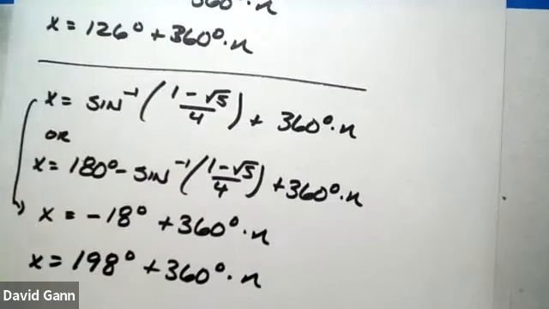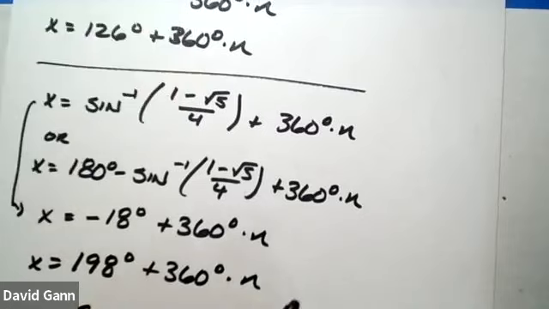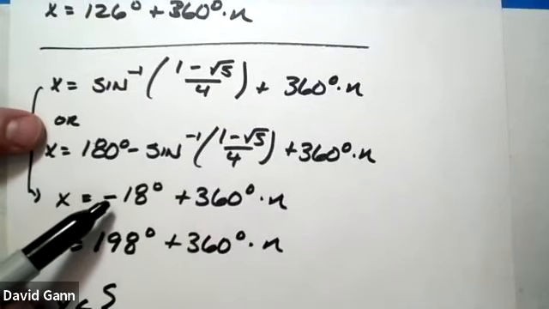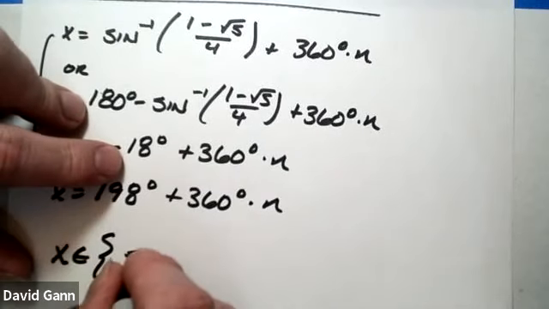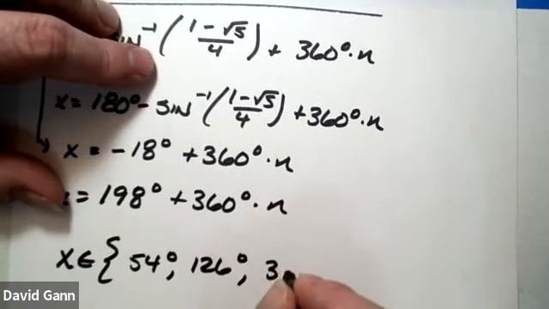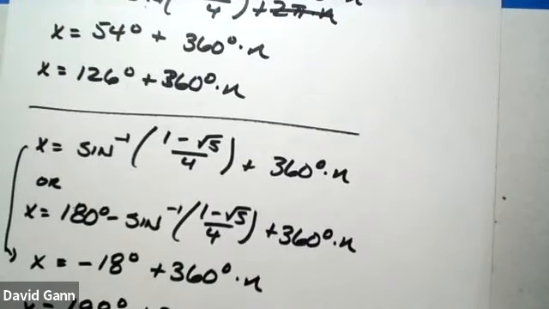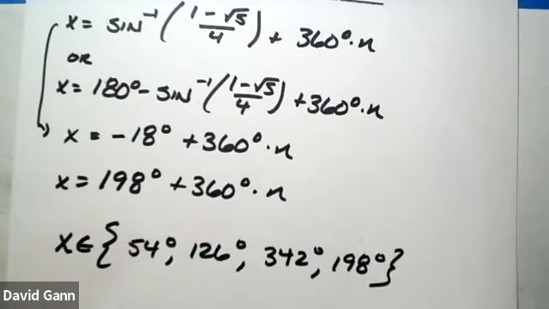And therefore, in the range between 0 and 360, the 4 possible answers to this problem are 54, 126, 342, and 198 degrees. Okay, so it's a little bit of a harder problem, anytime you have to start pulling out these quadratics, but fortunately it did something very nice, and that is appreciated.